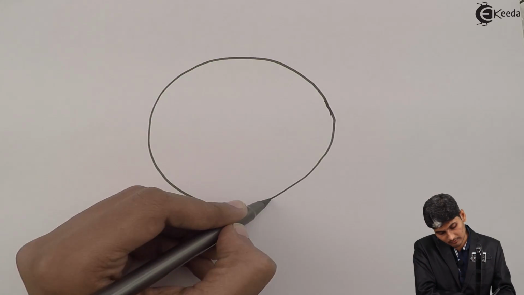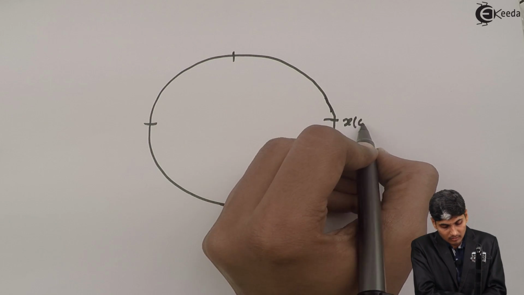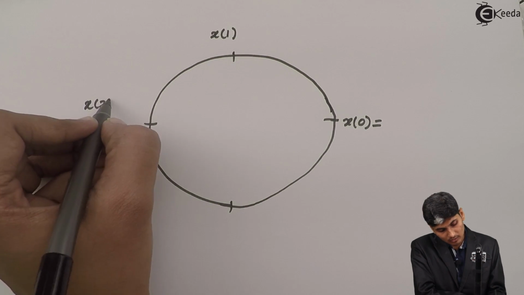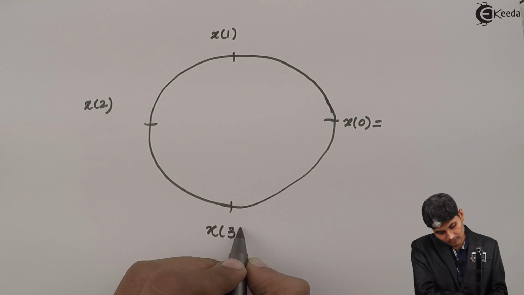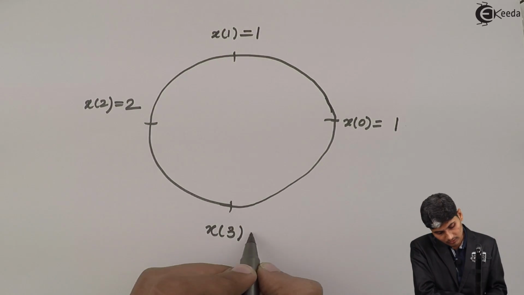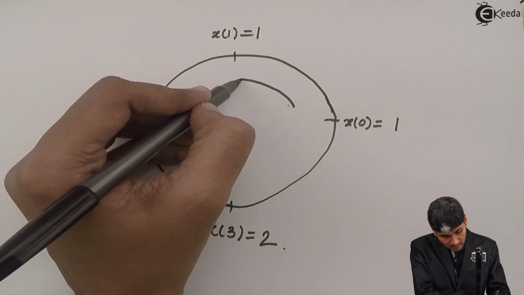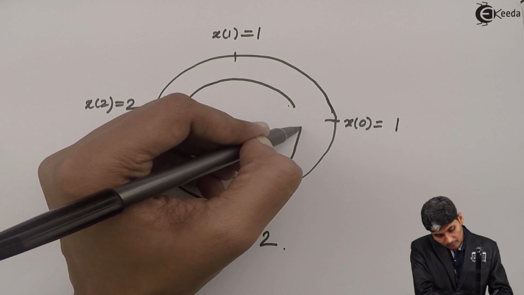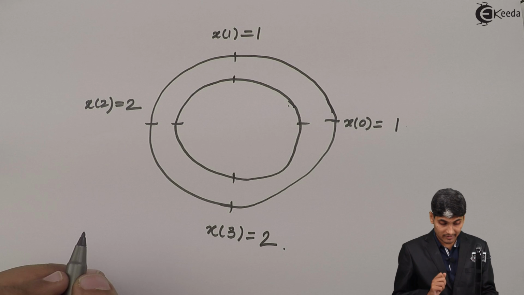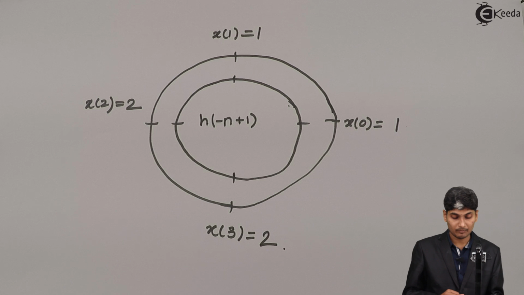again a circle with my x of n as x of 0, then x of 1, x of 2 and x of 3. So x of 0 is 1, x of 1 is 1, x of 2 is 2 and x of 3 is 2 again. And now I have to go for a shifted circular or periodic signal h of minus n plus 1.